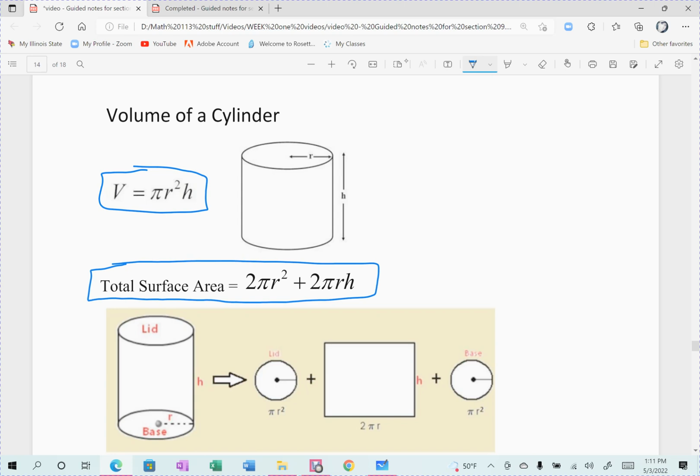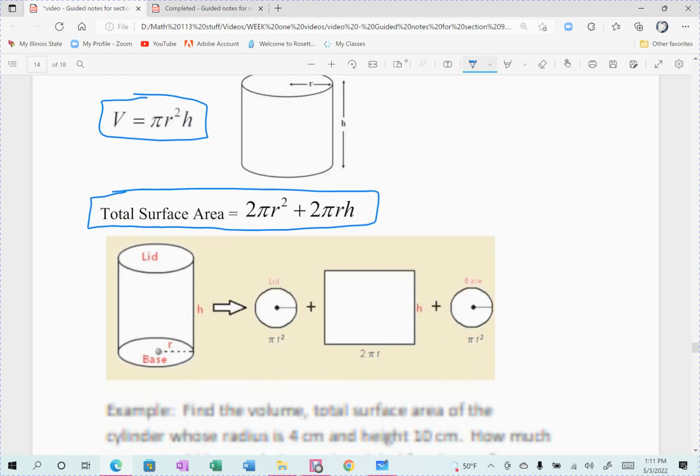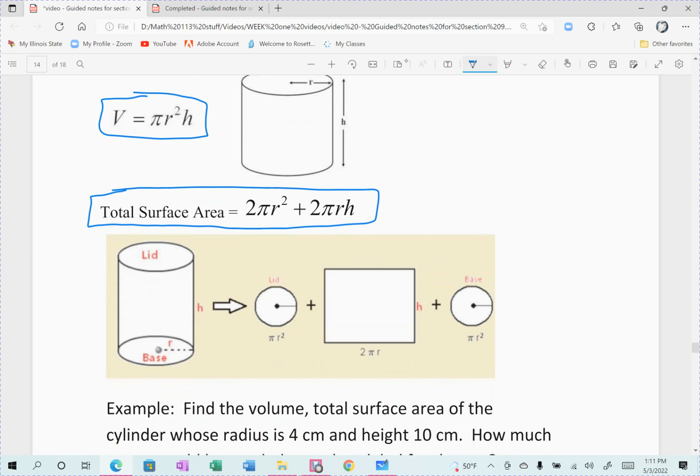Alright? So it's just figuring out what the sides are. Well, as it turns out, if you take it apart, so this is what the shape is at the bottom here, you take it apart, there are two circles, as I talked about. There's the top circle, which is the lid, and the bottom circle, and they're exactly the same. So you would find the area of the top circle and the area of the bottom circle. Well, that's where the 2 pi r squared comes from. You have two circles with the same area.